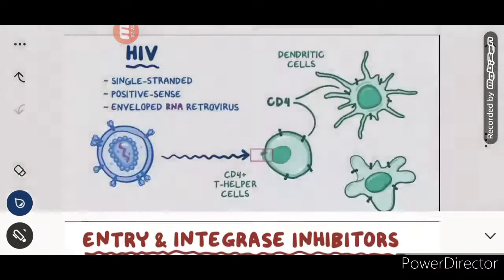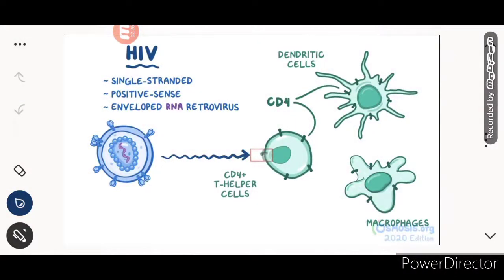Okay, so now we'll just study how the virus is getting control over the host cells, and then we'll study the mechanism of action of the different drugs of the different classes. So HIV is a single stranded positive sense enveloped RNA retrovirus. So it is a single stranded RNA retrovirus. Okay, and why is it called a retrovirus? We'll see.